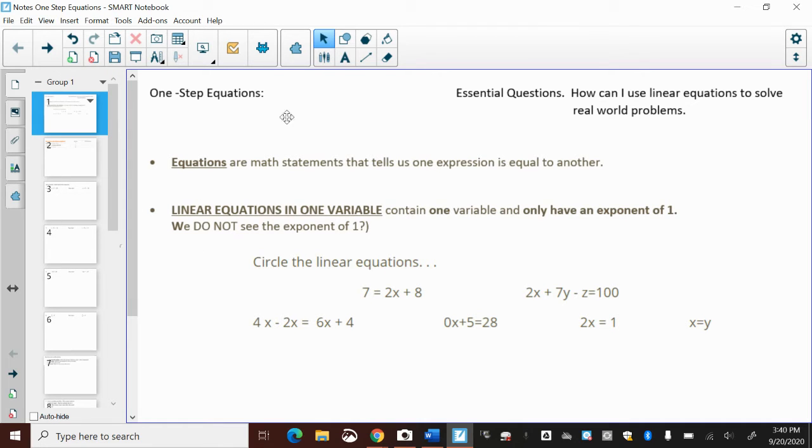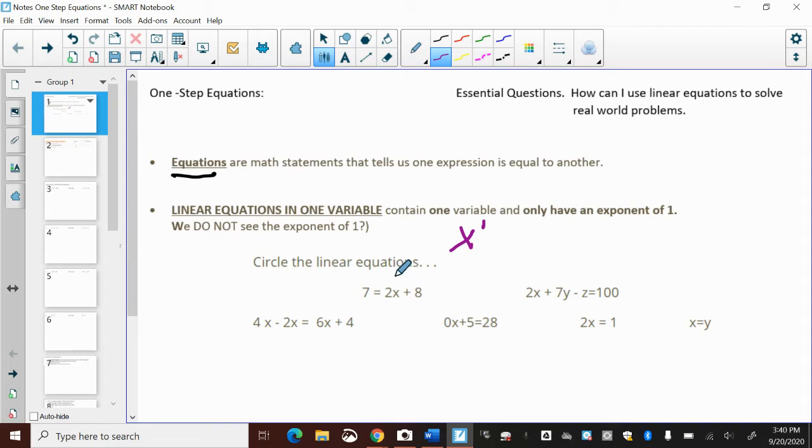All right, so the first thing we want to talk about is, what are equations? Equations are math statements that tell us one expression is equal to the other. Linear equations in one variable contain only one variable. So you'll either see an x or a y or an a, and only have an exponent of 1. We do not see the exponent of 1. So if you see an x, just like this, it really has an exponent of 1 that we just don't see.